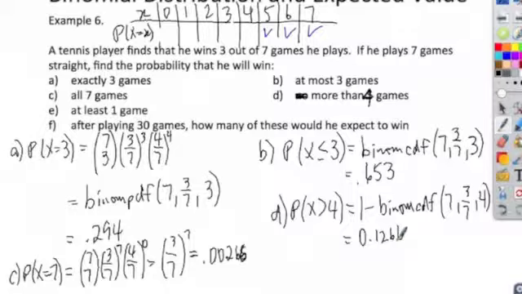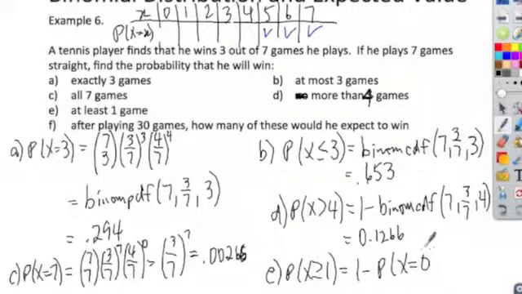In part E, at least 1 game. So here's the at least again, a very, very commonly asked question. So the probability that x is greater than or equal to 1 is equal to 1. Write this down when you have at least 1: 1 minus the probability that x equals 0. And again, 1 minus binom, either PDF or CDF will work with 0. So it's 7, 3/7, and 0, and that probability is 0.980.